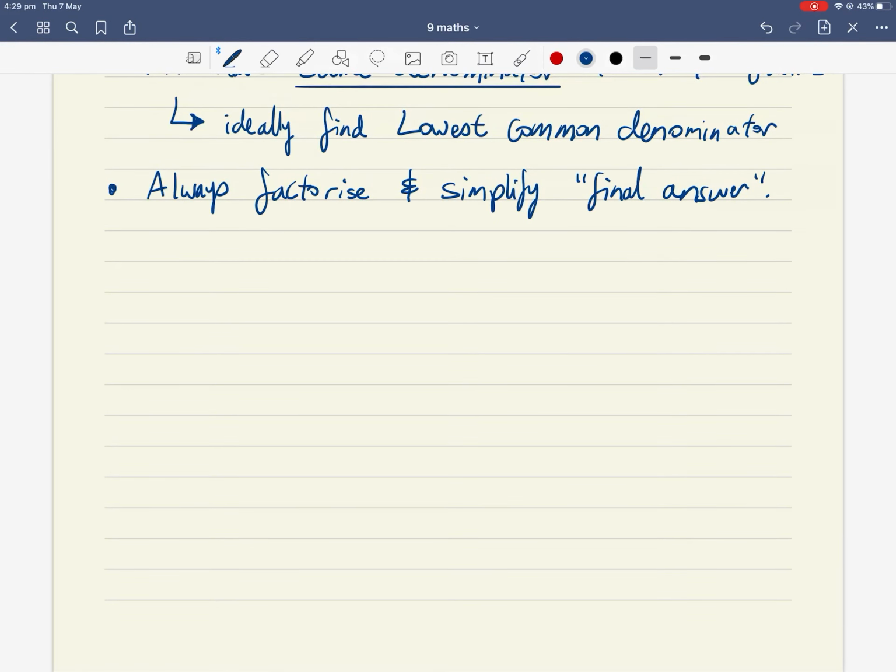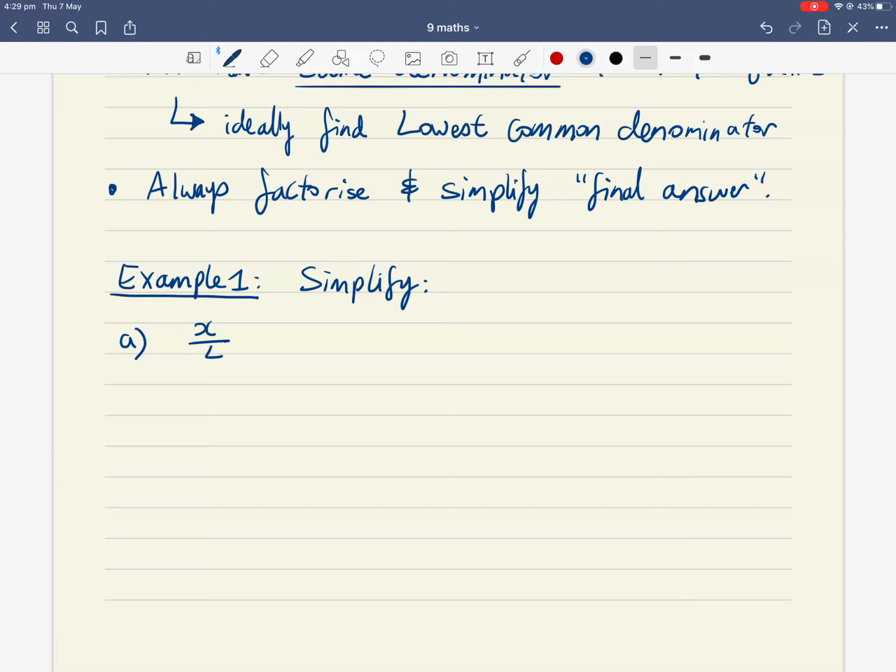So let's do some easy examples today, and then next lesson we'll do a bit more trickier examples. That's next lesson. So example 1. The verb is to simplify.